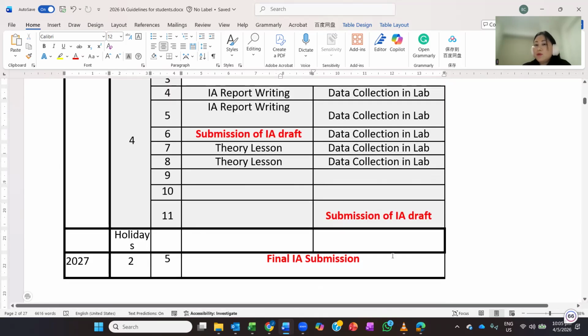Then over the holidays, the teacher will be able to mark and give you good feedback because we can only mark one draft. So we want to give you good feedback, and come back in January, we'll meet every student to go through your feedback so that you can touch up early and submit by term 2, week 5. That's the final IB submission, term 2, week 5 in year 6.